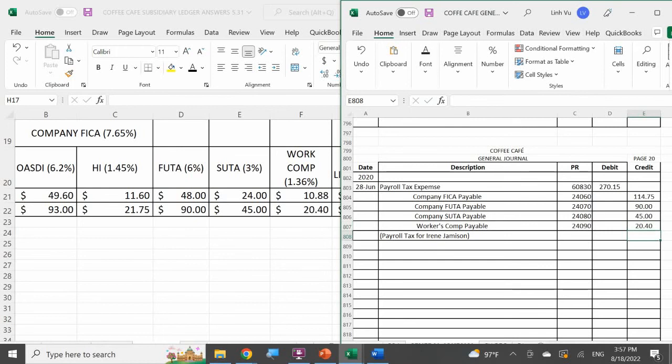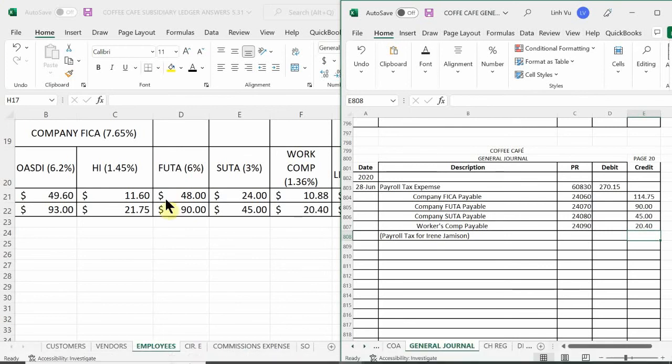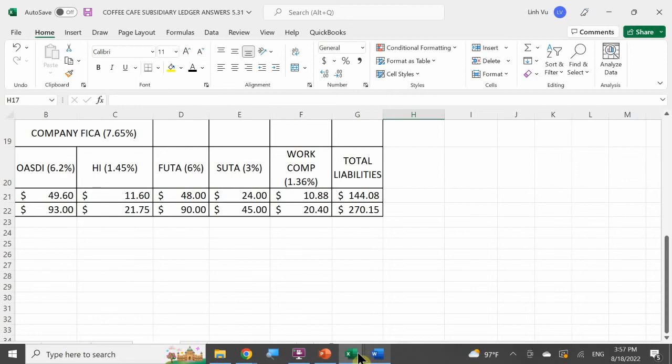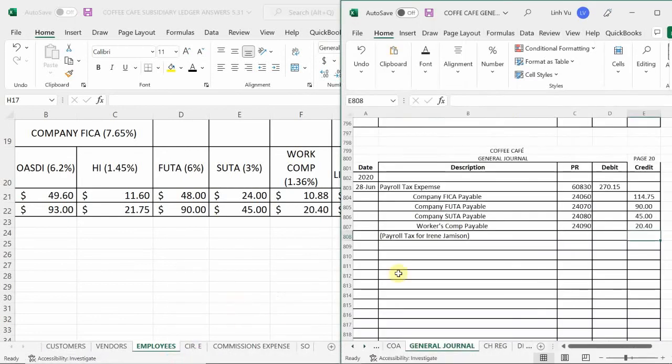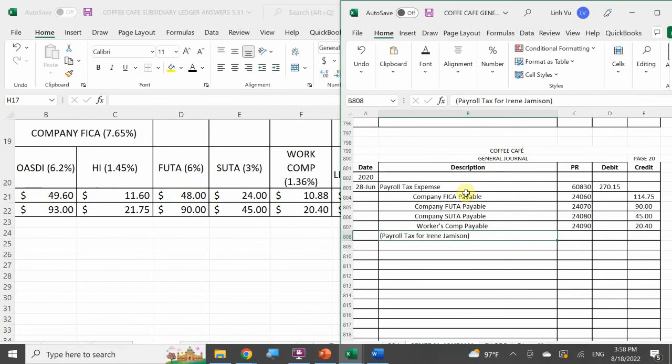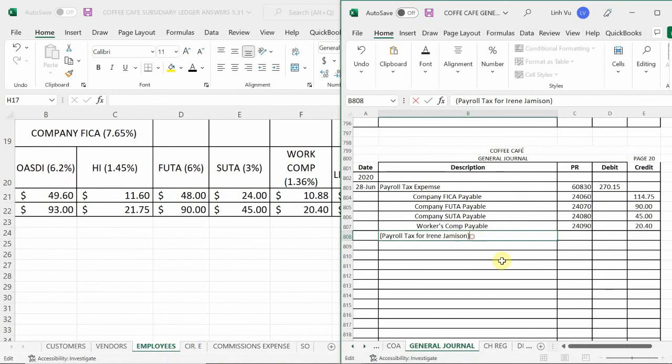Yes, 270.15. Wait, 15 or 17? 50. Okay, 270.15. Okay, awesome. I got my numbers, right? We have to change this because this is payroll tax for Eileen. No, for Tim. Yes, for Tim Harrison. We have to change it. There you go, for Tim Harrison.